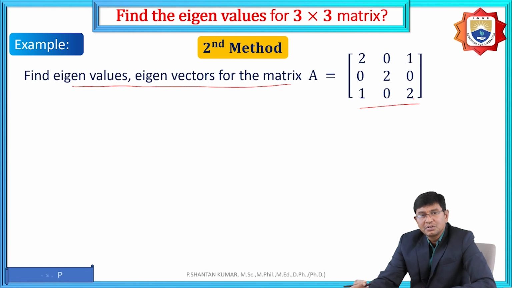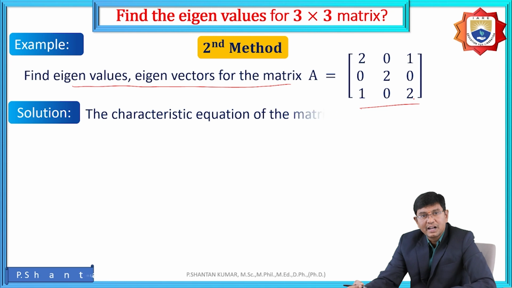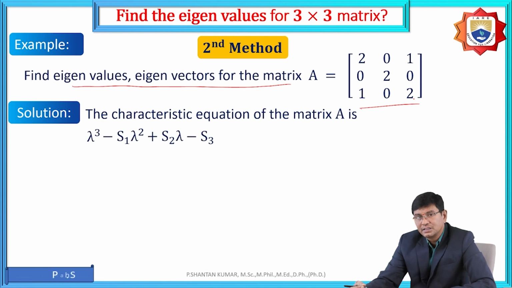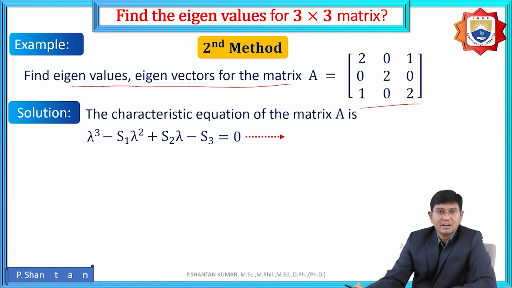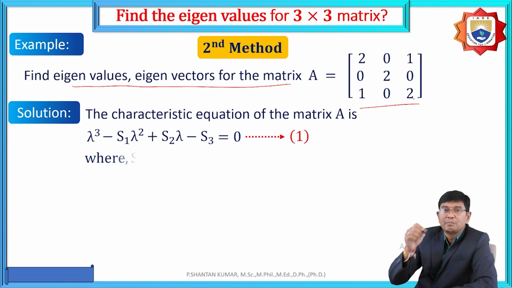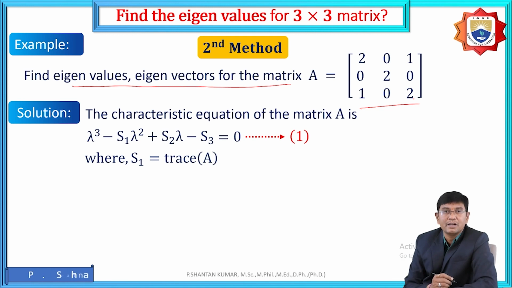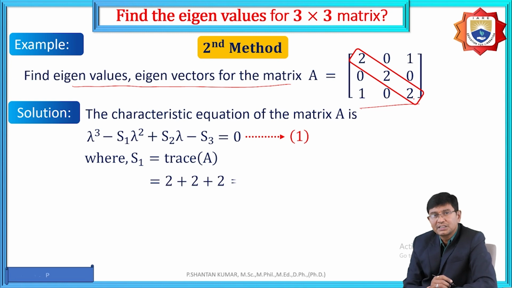Here also, as we know, the characteristic equation is lambda cubed minus s1 lambda squared plus s2 lambda minus s3 is equal to 0. As we know, s1 is the trace of the matrix, that means the sum of the principal diagonal elements. Therefore the trace is 2 plus 2 plus 2, that means 6. And s2 is the sum of the minors of the diagonal elements. Here the diagonal elements are 2, 2, 2. For the minors, we individually delete the row and column and find the determinant value, and then add the 3 values.